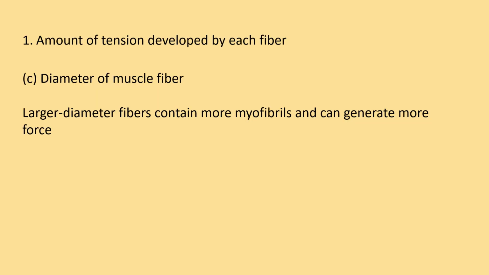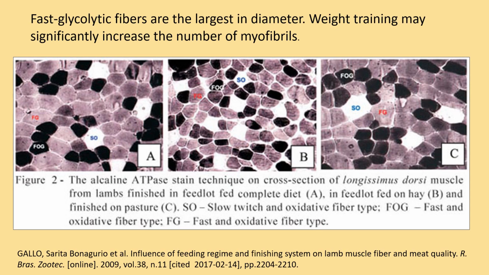Another factor that can influence the amount of tension that a muscle cell generates is, well, how big is the muscle cell? And I don't mean how long, but how wide. The diameter of the muscle fiber. It turns out that fatter muscle fibers, larger diameter muscle fibers, can generate more force because they contain more myofibrils. So they have more filaments, they have more myosin heads that can pull on more actin, and in that way they can generate more force.